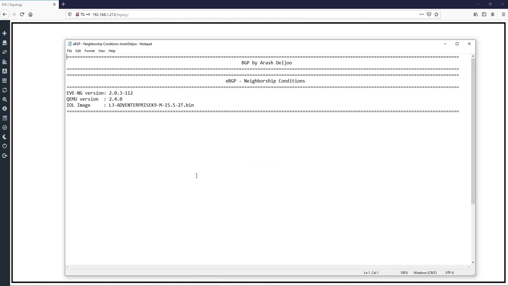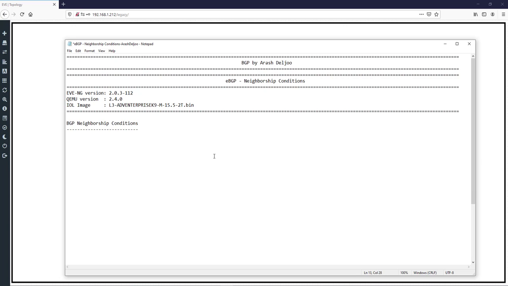Look at here. In BGP we should meet four conditions so that a neighborship can be established. These are the BGP neighborship conditions, or eBGP neighborship conditions, but many of these terms are also true for iBGP. Okay, let's check it.